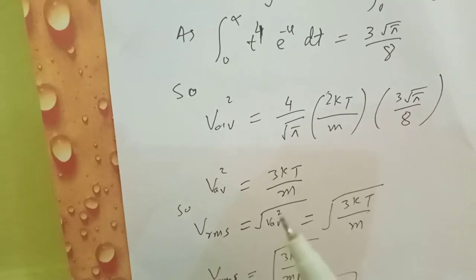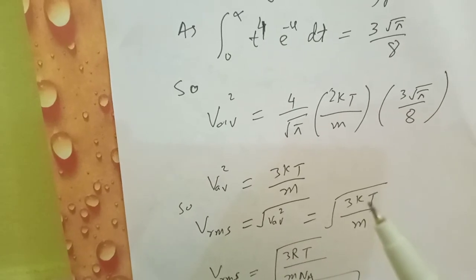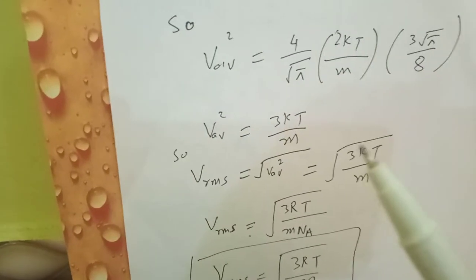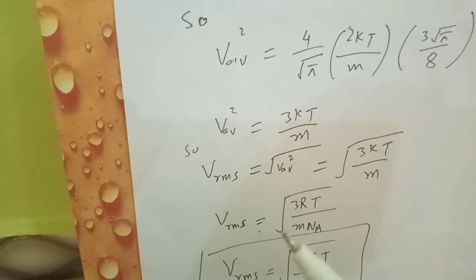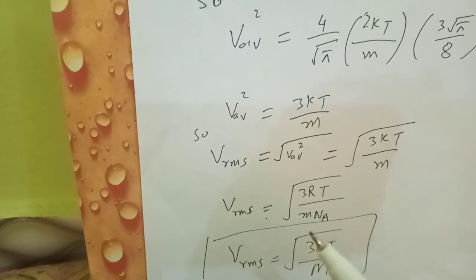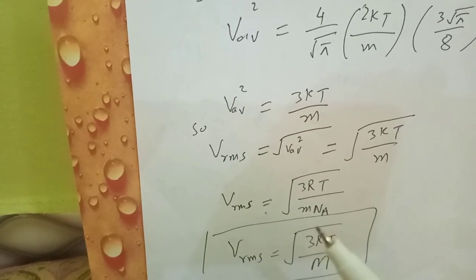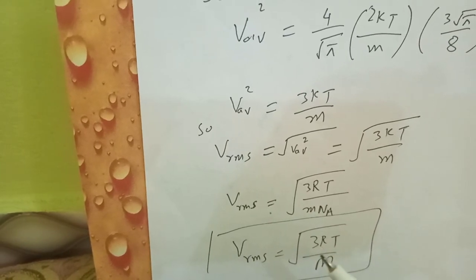Now V_RMS is actually the square root of the average of the square, so that will be equal to the square root of 3kT divided by m. Now putting the value of k, it becomes R divided by N_A. Now this m N_A is again the same procedure that we applied in the previous two speeds. V_RMS is now equal to the square root of 3RT divided by M.